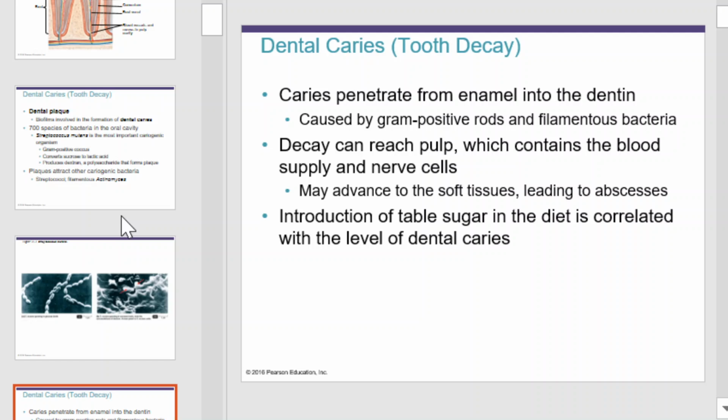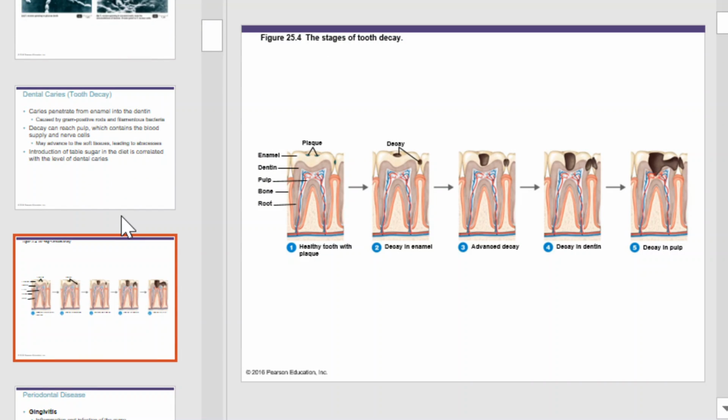Caries penetrate from enamel into the dentin, and they are caused by gram-positive rods and filamentous bacteria growing at or very near the gum line along the tooth, or in the nooks and crannies of the top part or the chewing surfaces of the teeth. Decay can reach the pulp, which contains the blood supply and nerve cells, and may advance to soft tissues, leading to abscesses. Introduction of table sugar into the diet is directly correlated with the level of dental caries that we see in people today. This is an illustration of the advancement of tooth decay.